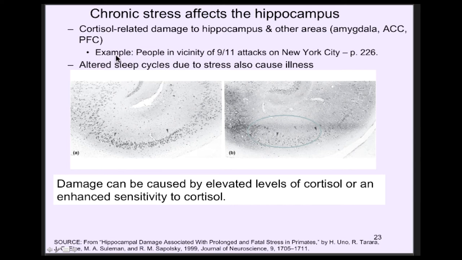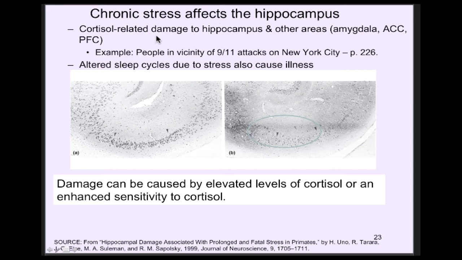There is an interesting example in your book. People in the vicinity of the 9/11 attacks in New York City, if they were closer to the Twin Towers, suffered from higher levels of cortisol, and they had damage to the hippocampus and other areas, including the amygdala and the anterior cingulate cortex and the prefrontal cortex. Individuals 200 miles away did not.